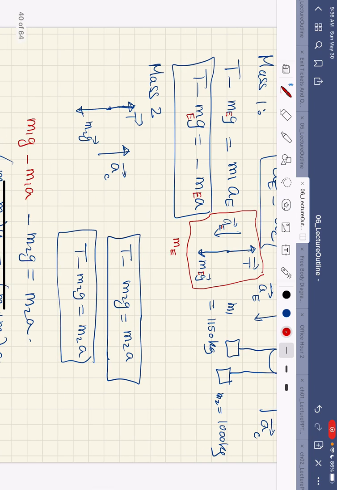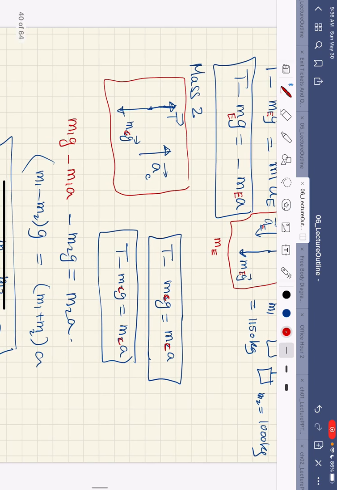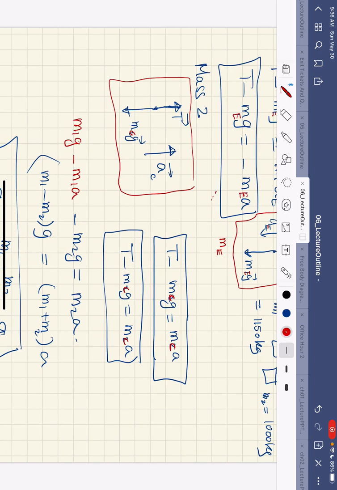And for mass 2, this is the situation. It's the same tension minus M2 G, but this mass is going to accelerate upward, and this is the reason why we call it the counterweight. Now I have two equations, number 1 and number 2, where the acceleration is A. That's correct.